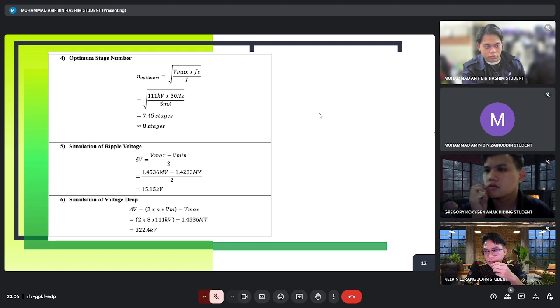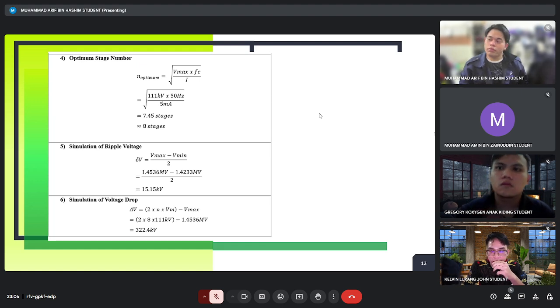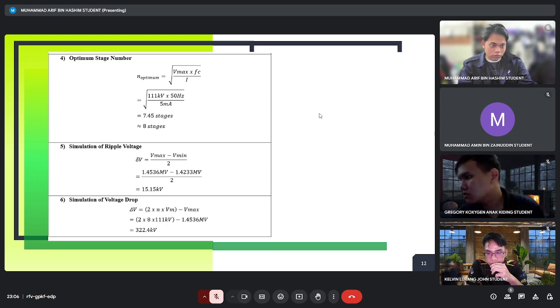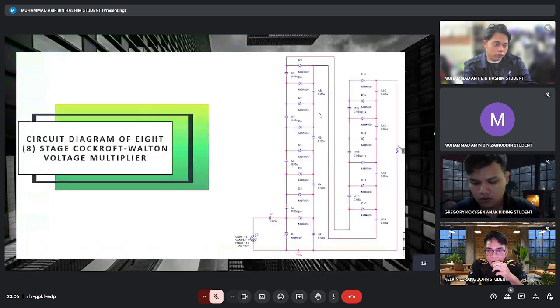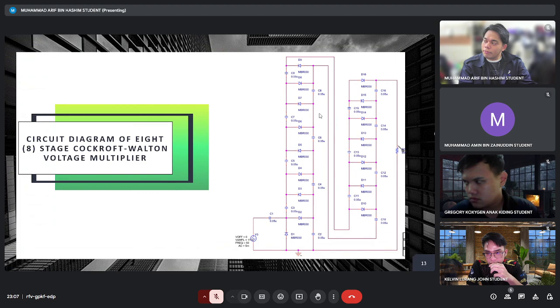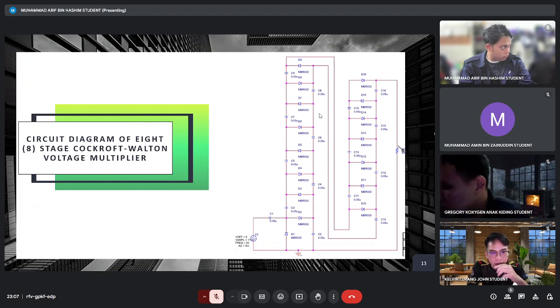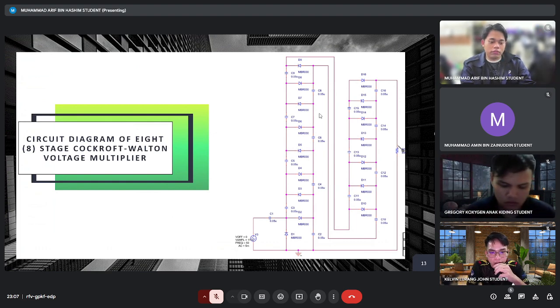38.44%. Next slide. Okay, for the stage number, it is equal to 8 stages, and the result from simulation for the ripple voltage is equal to 15.15 kilowatt, and the simulation result for the voltage drop is equal to 322.4 kilowatt. Next slide. Yes, this is the circuit for the 8 stage Cockcroft-Walton voltage multiplier with 16 capacitors and 16 diodes. Okay, next slide.